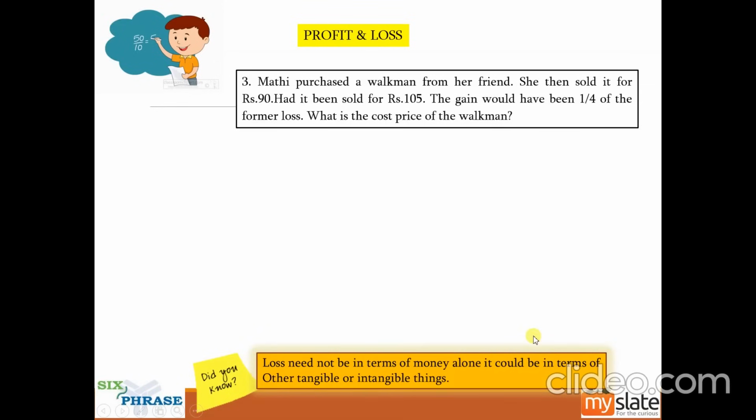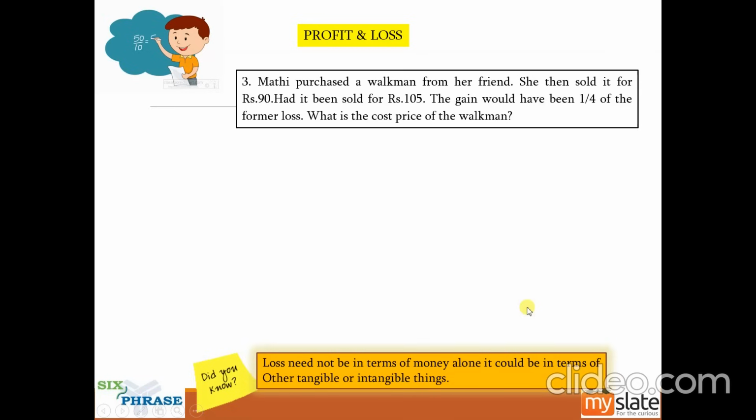Mati purchased a Walkman from a friend. She then sold it for rupees 90. Had it been sold for rupees 105, the gain would have been 1/4 of the former loss. What is the cost price of the Walkman? So again, we are going to find the cost price.